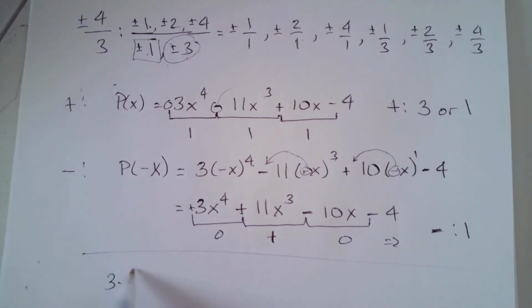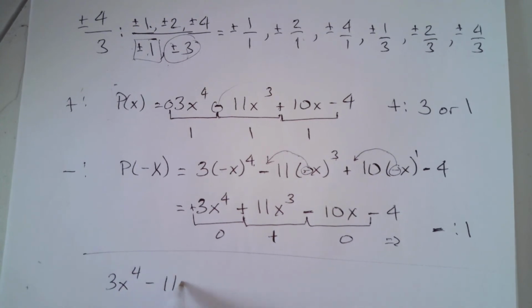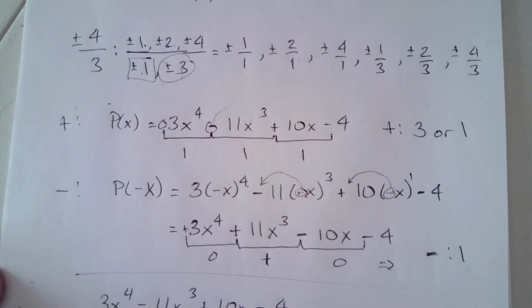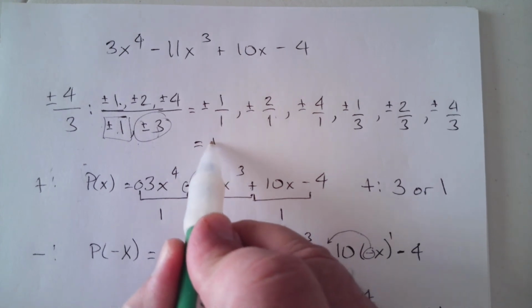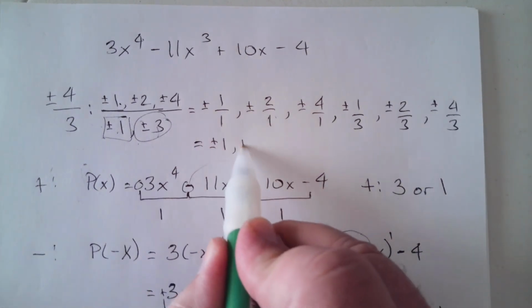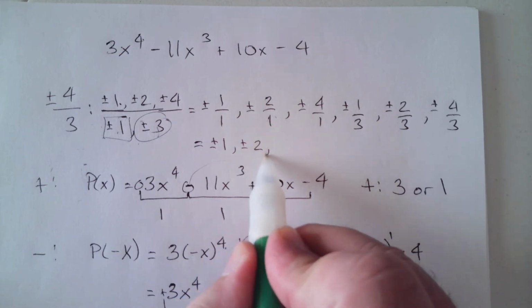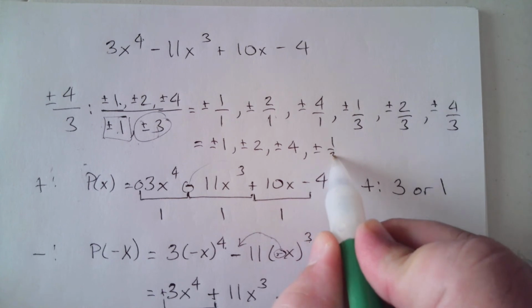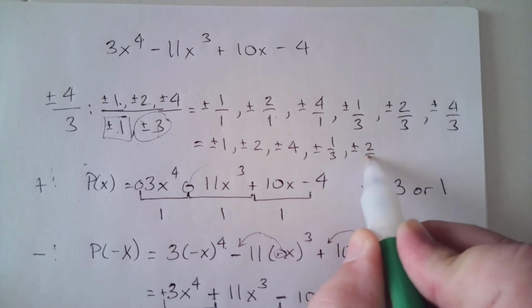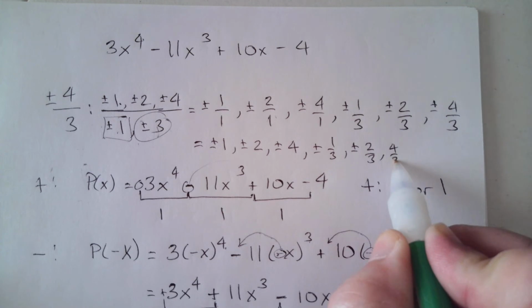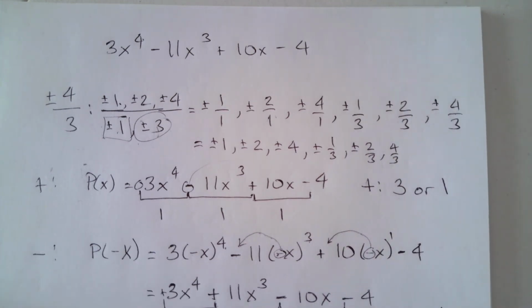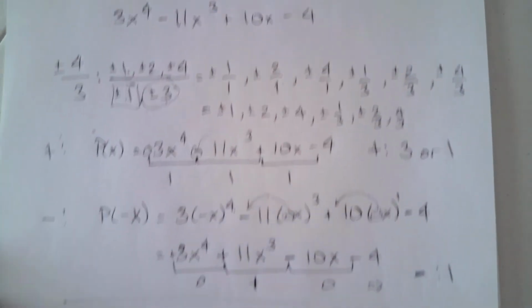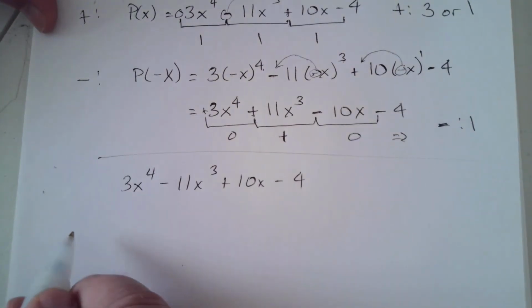Remember, our equation was this. And what we have to do is try plus or minus 1. 2 over 1 is 2. 4 over 1 is 4. 1/3, 2/3, and 4/3. We're supposed to come up with 4 answers. So let's begin. Let's try with positive 1.